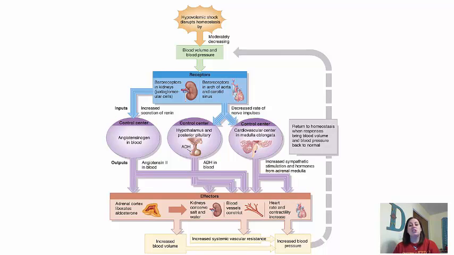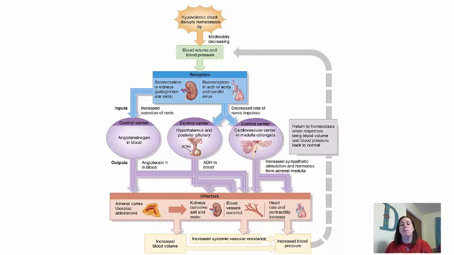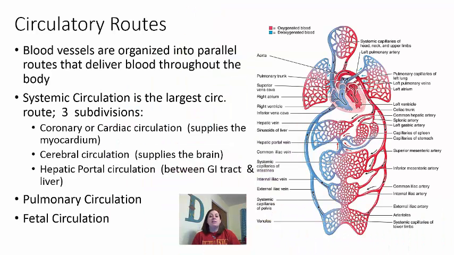Okay, but this is just showing you again a flow chart when we talk about hypovolemic shock and what's happening in the body. So guys, the next thing in your textbook that we're going to talk about is the circulatory routes. Circulatory routes are the blood vessels being organized into parallel routes that deliver blood throughout your body.